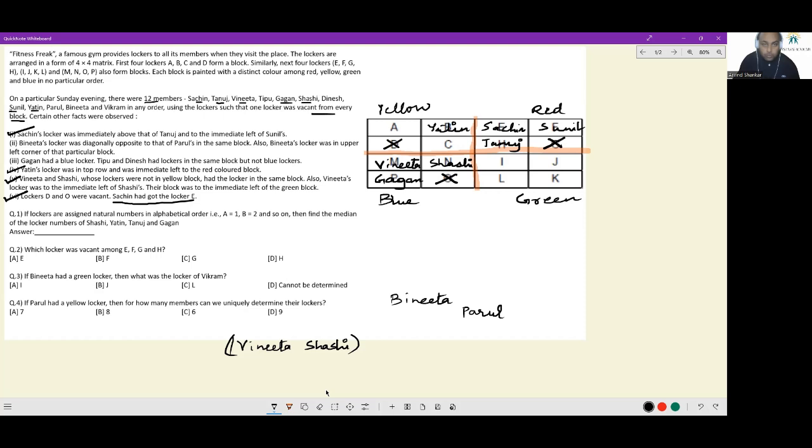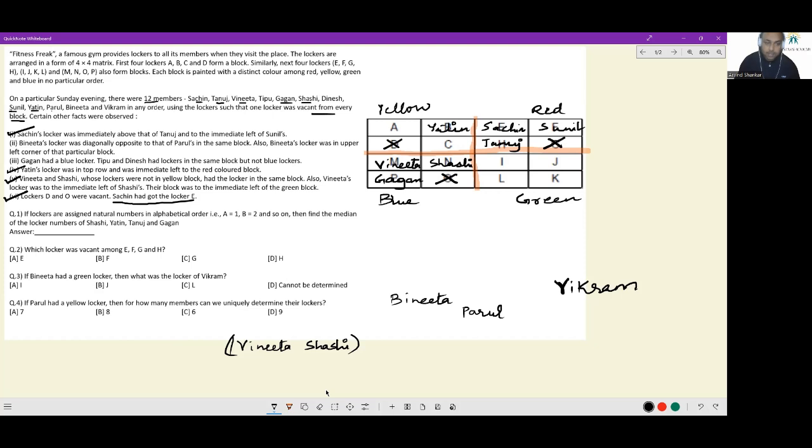Okay. Tipu and Dinesh are linked together. Parul and Binita are linked together. Vikram is the only person we have no info for. Okay. Let's get to individual questions.